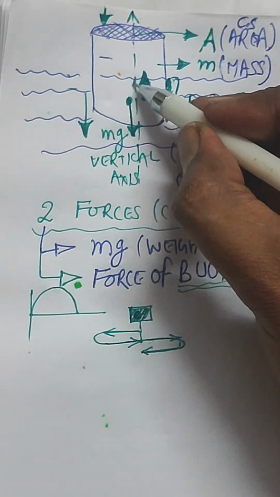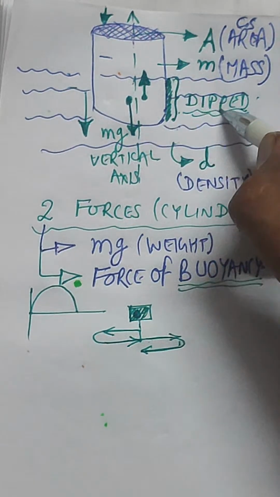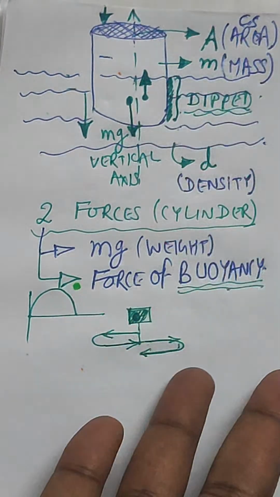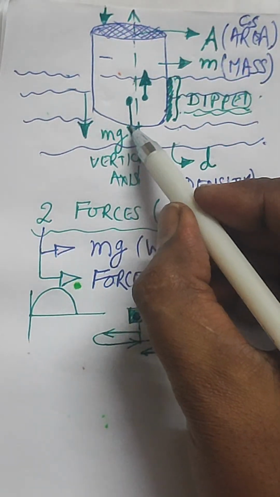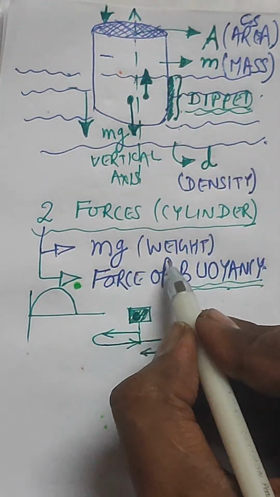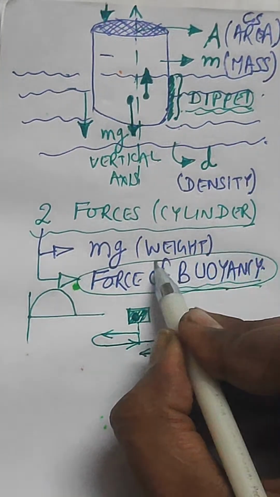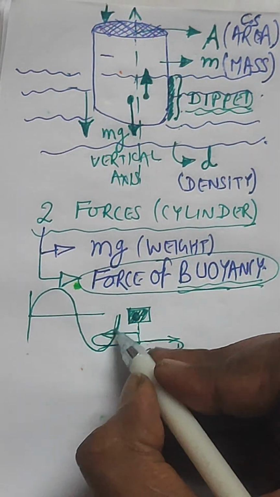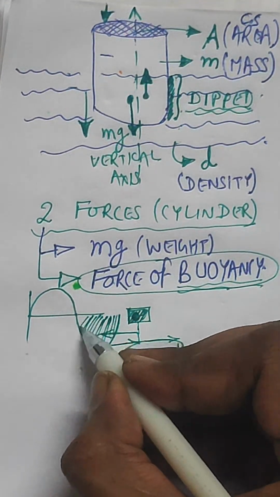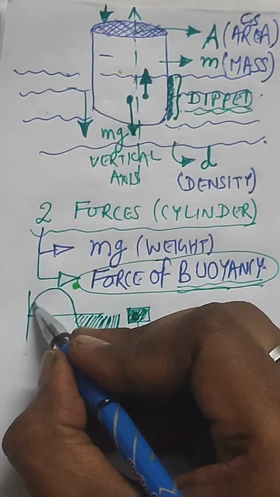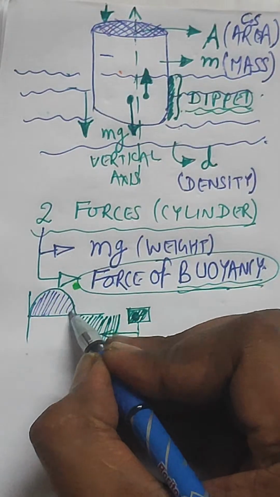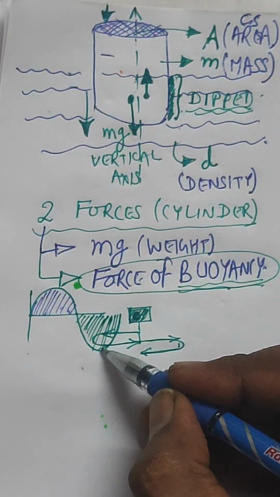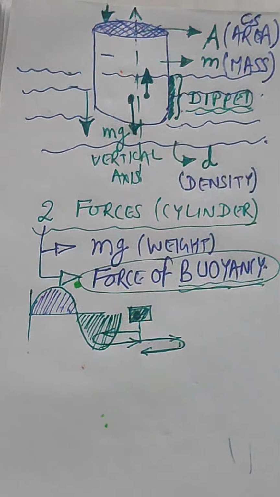Then when it is released, due to this dipped section, the force of buoyancy will be acting and this will push this cylinder upward. Okay, and this is nothing but the force of buoyancy. So this will be represented by this graph. You can see two graphs, the SHM graph can be easily depicted over here. Okay, this is due to the applied force as the cylinder is going down, and this is due to the buoyancy force, right?